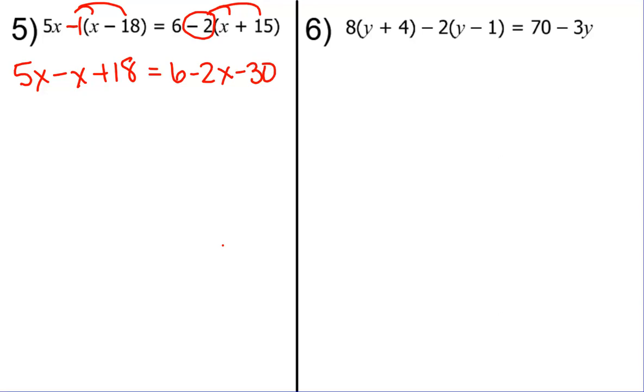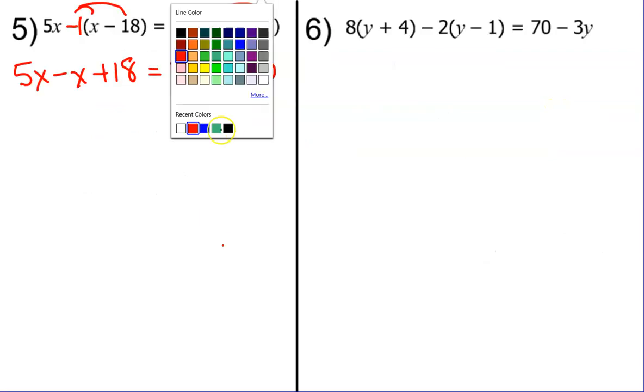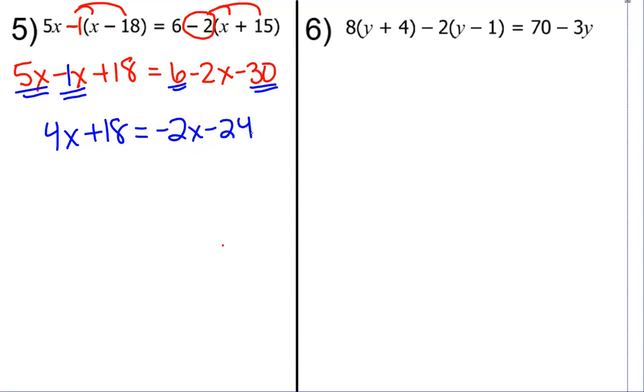All right. My steps remind me, step 2 is to combine like terms on each side of the equation if I can. Well, if I look here, I have 5x and minus x. Those are like terms. So 5x minus 1x gives me 4x. Still have that plus 18. All right, anything on the other side? Yep, looks like I have 2 constants. So I can combine together 6 and minus 30. So my negative 2x did not change, but I can combine together 6 minus 30 to give me negative 24.